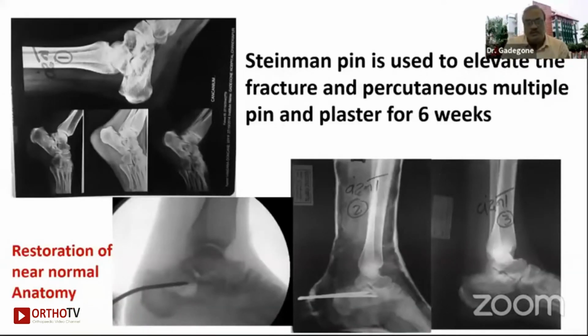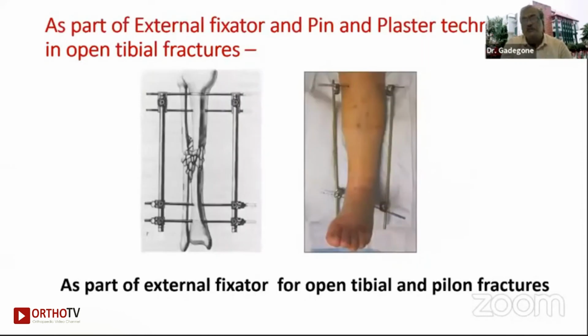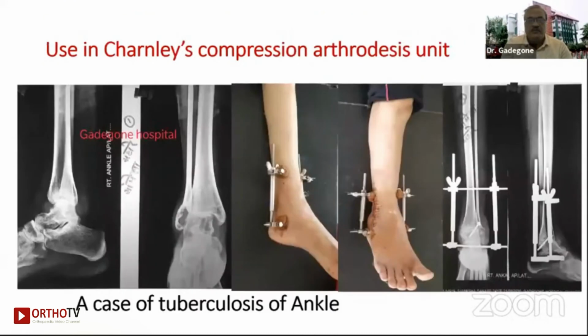Innumerable examples to share with this, and I think everybody knows about it. So this is how it is. We can pass percutaneous screws also through the calcaneus. So this also can be used as an external fixator that everybody knows, and used in a channelless compression arthrodesis unit. This is the case of tuberculosis recently done, and you can use a Steinmann pin as an arthrodesis device.